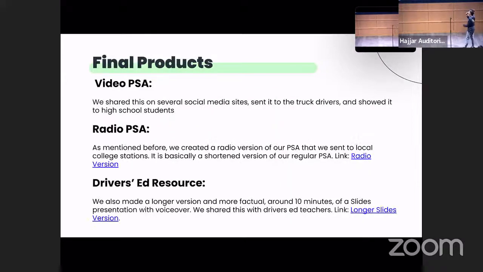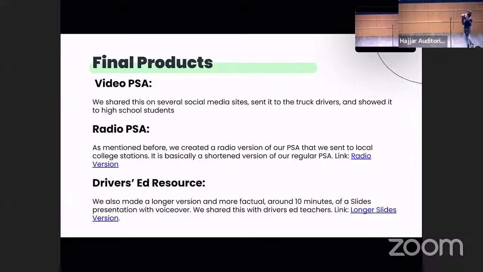So we had 3 final products. The first one is obviously the public service announcement, which we put on YouTube, we put on social media platforms, and we also sent it to truck drivers and high school students. We wanted this video to go as public as possible so we could share it with as many people as possible who could become safer and more educated on this issue.